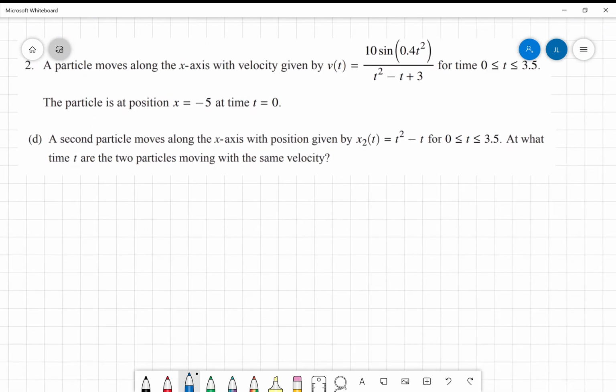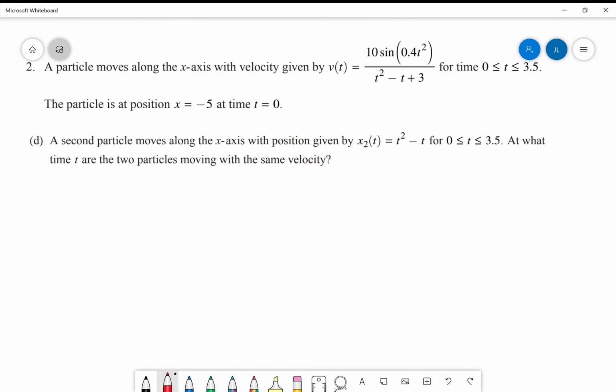Letter D. A second particle moves along the x-axis with position given by x sub 2 of t is equal to t squared minus t on the same time interval. At what time t are the two particles moving with the same velocity? The word same should spark in your mind the equal sign. Same velocity means that the velocity of particle 2 is equal to the velocity of particle 1, which was already given in the question. In other words, at what time does v of t equal the derivative of x sub 2 of t?